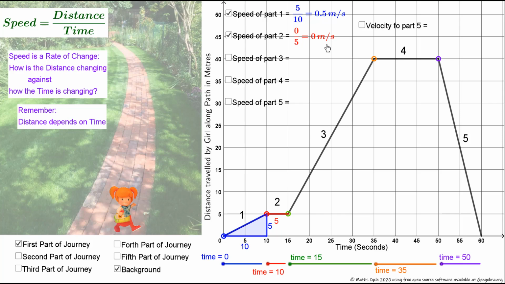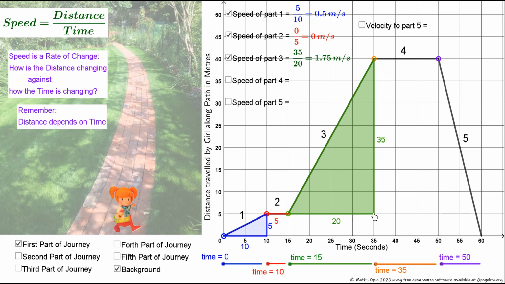Okay, let's investigate the speed of part 3 then. Now this is where she was skipping along the path. So what's her time going to be? It was from time 15 to time 35. So 35 take away 15 is 20. So her time was 20, or you can see each box here represents 5 seconds.